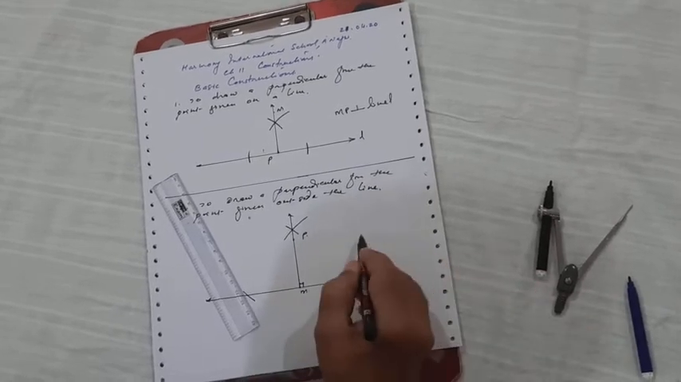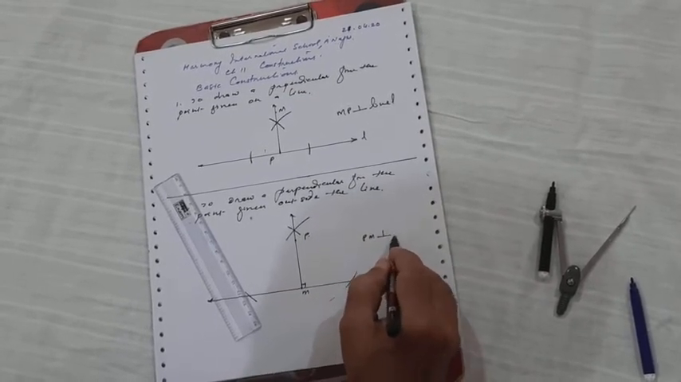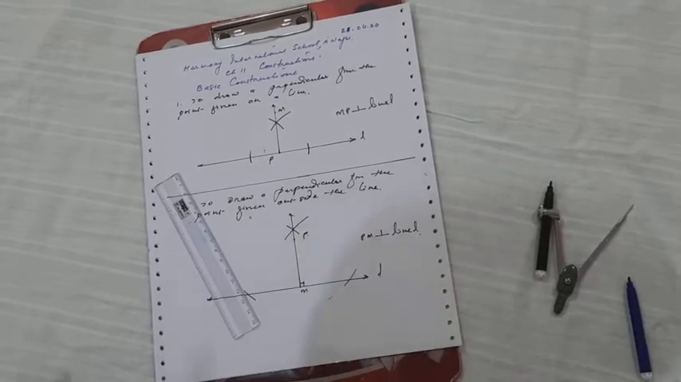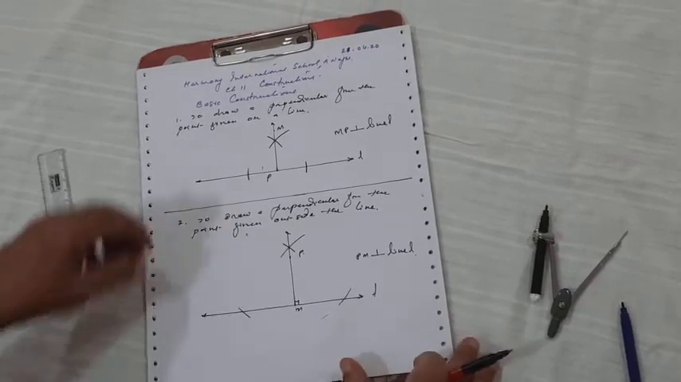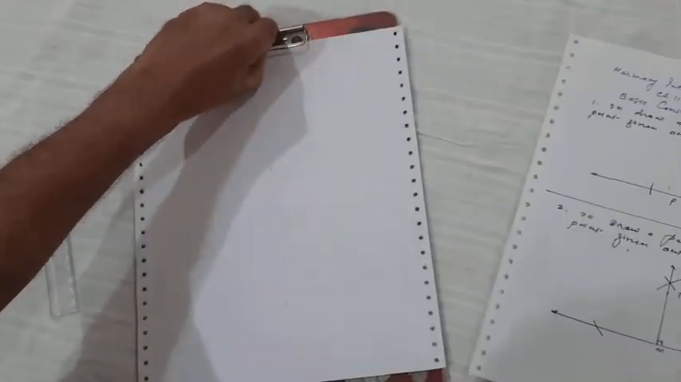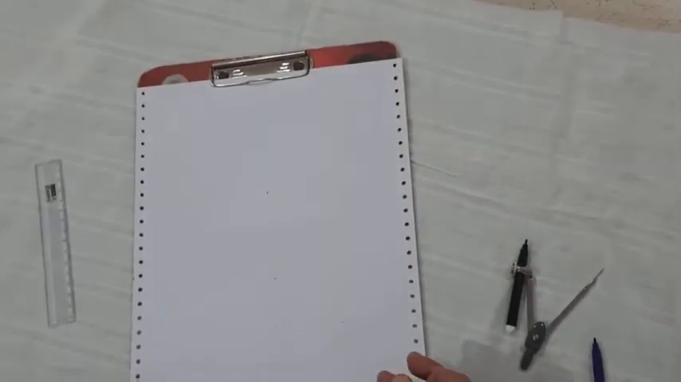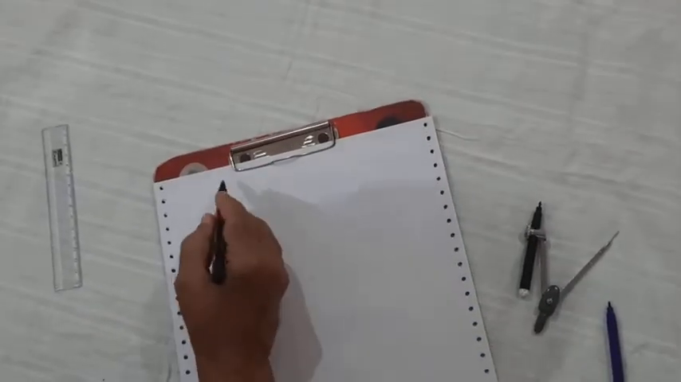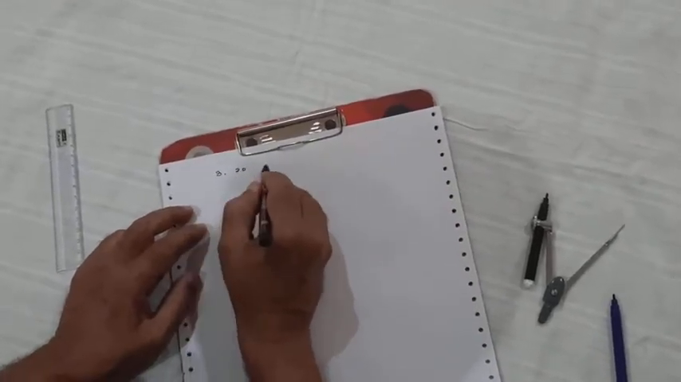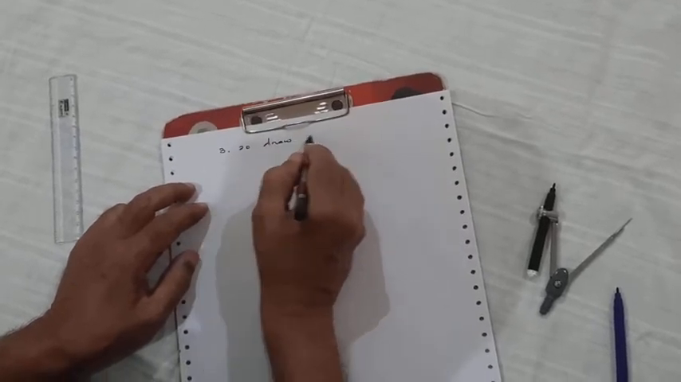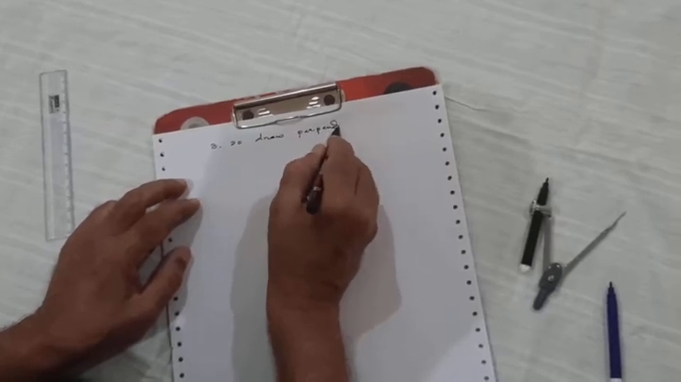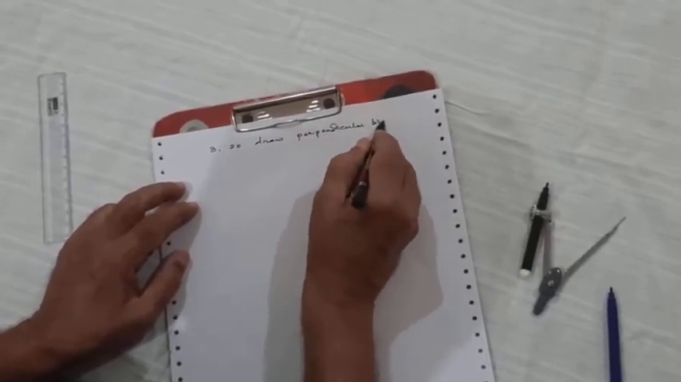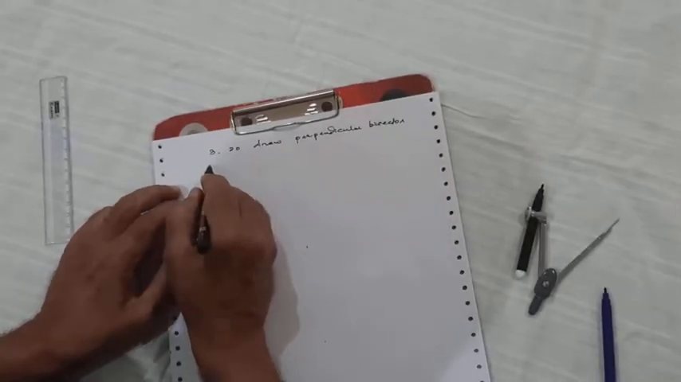Name it. So PM is perpendicular to line L. So these two constructions show you how to draw the perpendicular. Okay, now let us do the next one. Construction number 3. To draw perpendicular bisector of a segment.